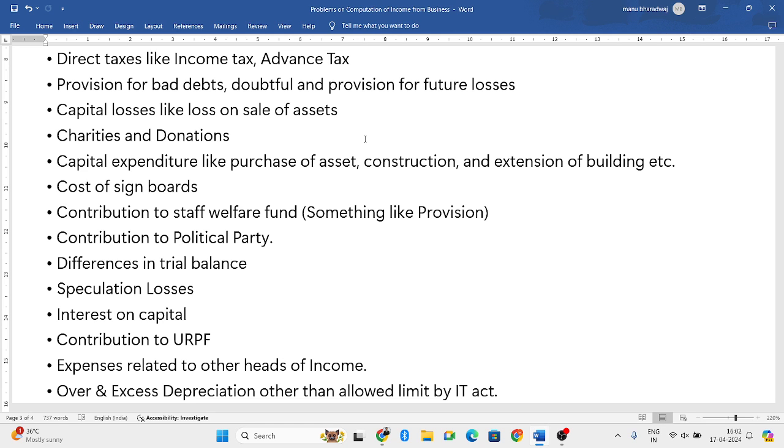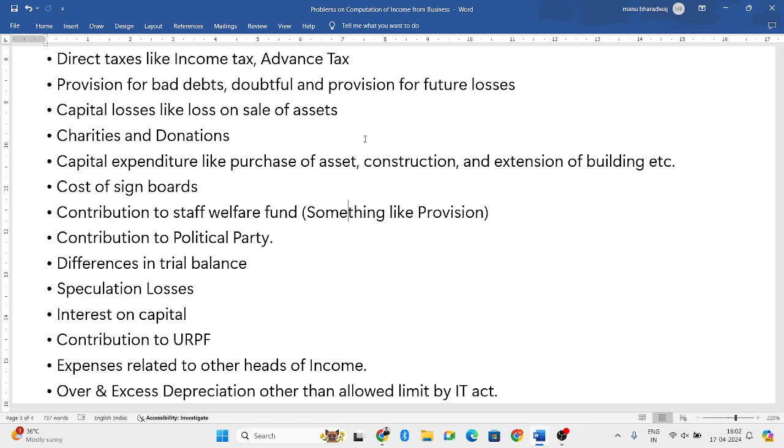Cost of signboards. Some near your office locality would have put up neon boards or signboards, which are not fancy things. If you want that, you should do it from business money. You cannot show all those expenses and bring down your total net income. So that is an inadmissible expense.